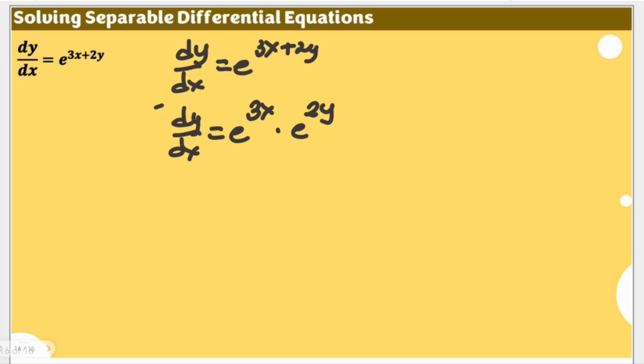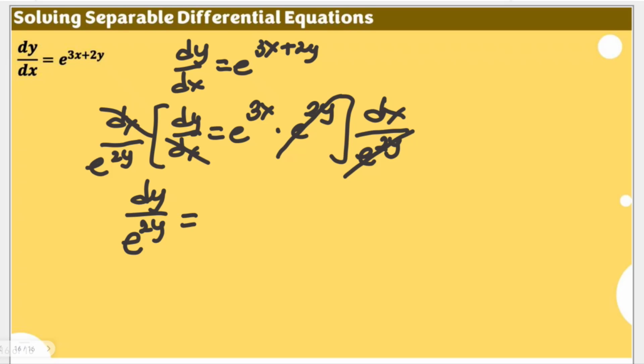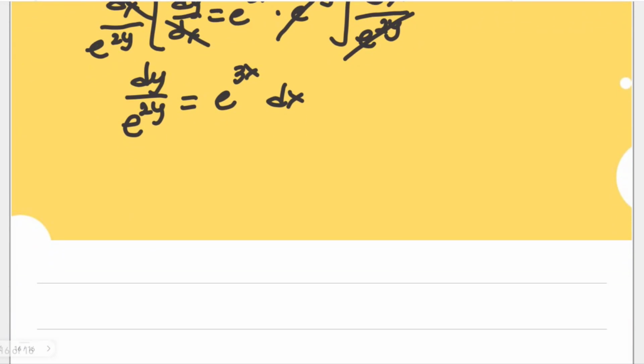As we do that, we would like to remove the e to the power of 3x here, so we multiply that on the other side, so this would be removed, but of course also multiplying by e to the power of 2y, so this would be removed, and doing the same on the other side. Hence, our form now is dy over e to the power of 2y equal to e to the power of 3x dx. Or you can rewrite your left-hand side in this form: e to the power of negative 2y dy is equal to e to the power of 3x dx.